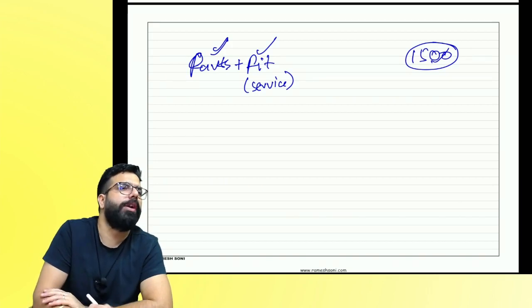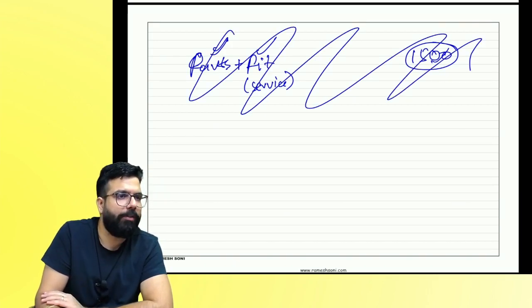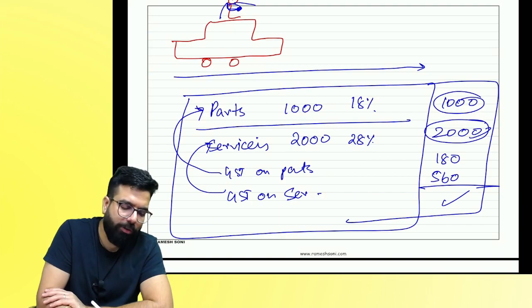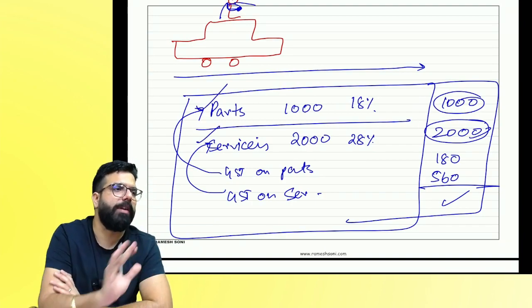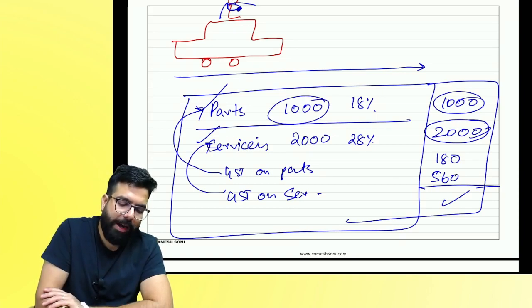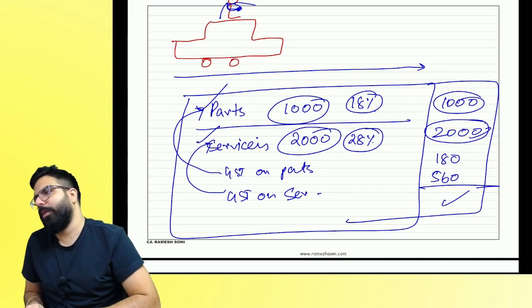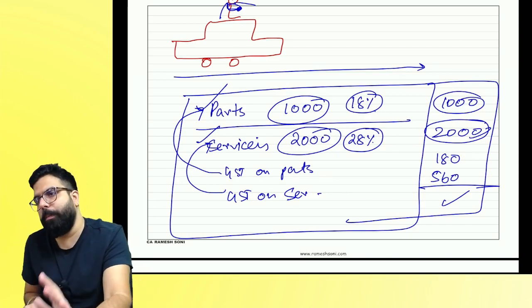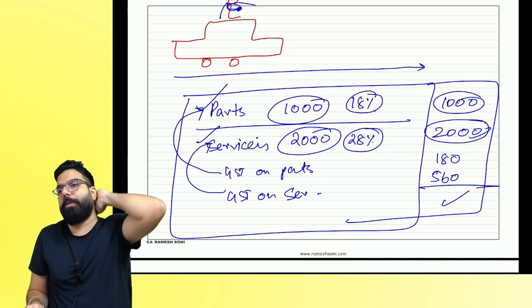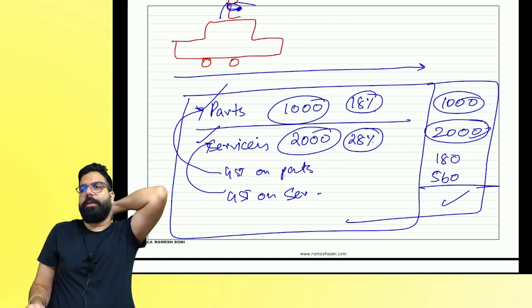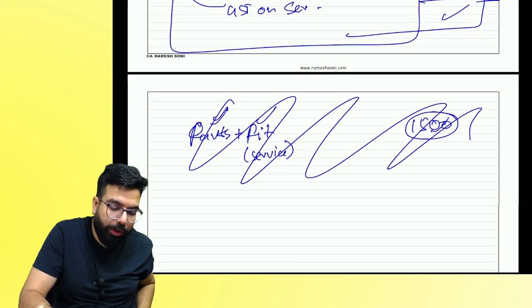But generally, they don't do it like this. Whenever you go to buy parts in the car showroom, they will tell you, sir, the part rate is this much, and for servicing, for putting the part, we will charge this much. So, for parts, they will charge GST separately, and for servicing, they will charge GST separately. It is not composite. It is not mixed. It is separate supply. Are we clear, everyone? Can I go ahead? Okay.